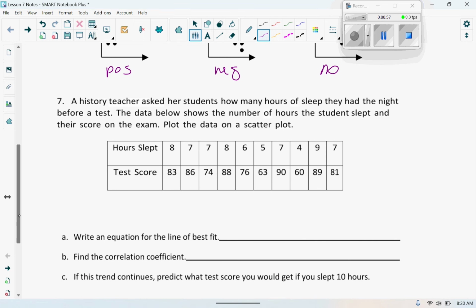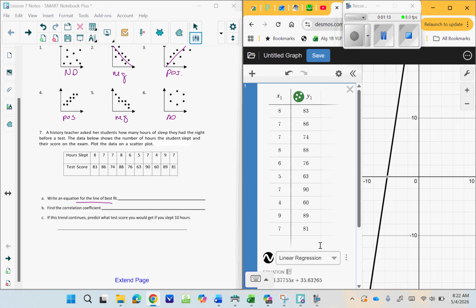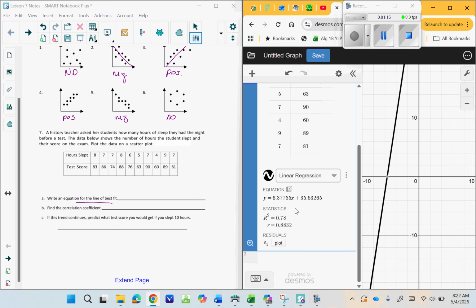Okay, for number 7, we're going to have to use Desmos for this because Desmos gives us our perfect line of best fit. As you see here, I put all the data into Desmos, and then I'm going to go on this button and click it, and this gives me my equation. I'm going to round off probably to the nearest hundredths. I don't really care where you round off.